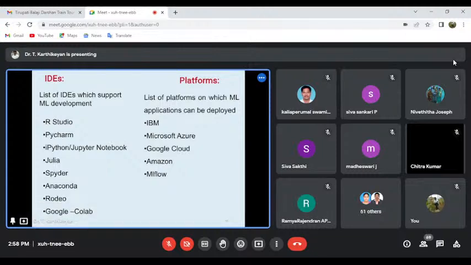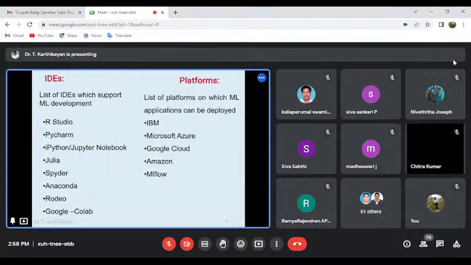And for IDEs, this particular list is not essentially comprehensive. Each one has its own merits and demerits. You can see these IDEs: RStudio, PyCharm. What's the difference between the IDE and the language? By using the language in a particular IDE, we are going to develop our algorithm or application. For example, if you are using the R language, then we use RStudio. Others include PyCharm, IPython, Julia, Spyder, Anaconda, Rodeo, and Google Colab. These are some of the IDEs.